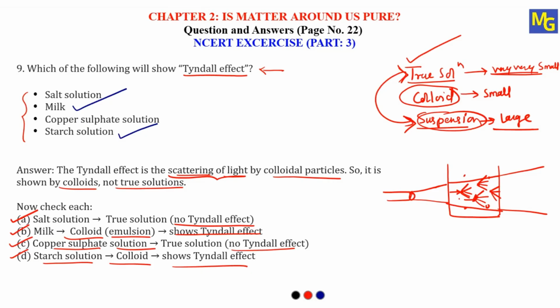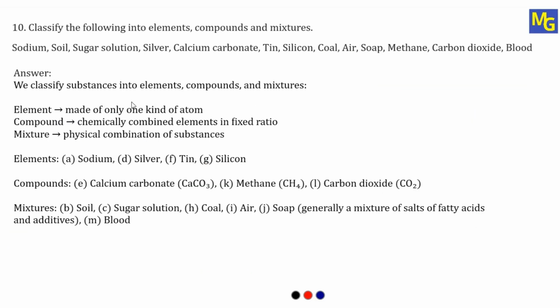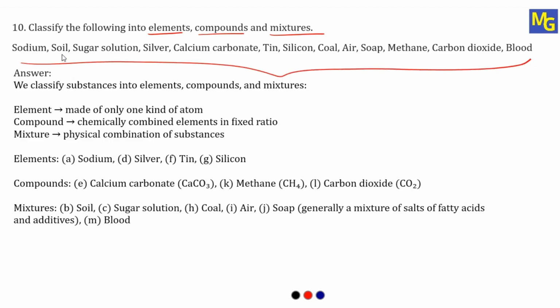Now we will move to the next question. Next is question number 10. Classify the following into elements, compounds and mixtures. So here we have some example substances: sodium, soil, sugar solution, silver, calcium carbonate, that is CaCO3, then tin, that is Sn, silicon, that is Si, coal, that is C, air, soap, methane, that is CH4, carbon dioxide, that is CO2, and blood, which is a mixture of many components.